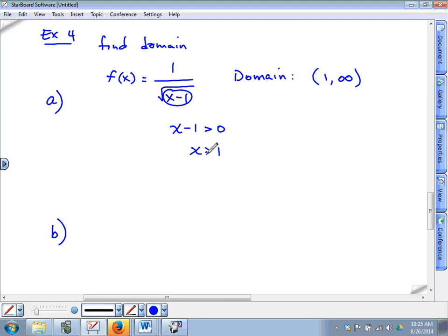Bracket means included, so if this had been greater than or equal to, then you would put a bracket around it. Does that answer your question? Parenthesis means not included. Bracket means included.